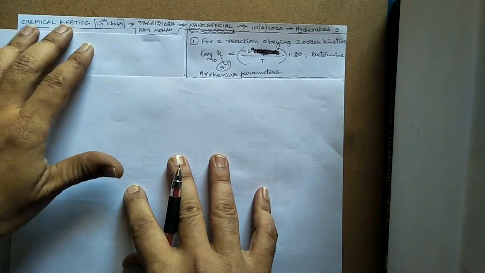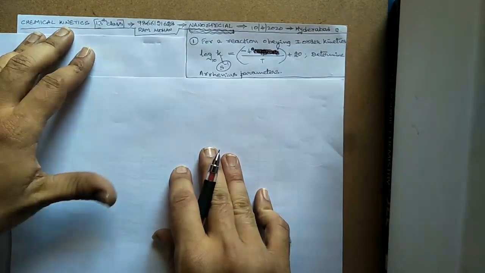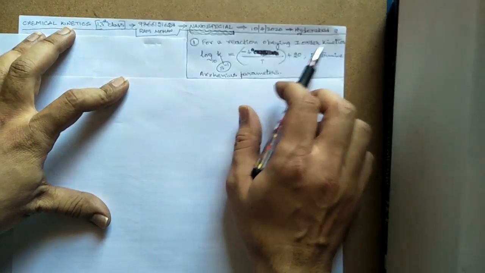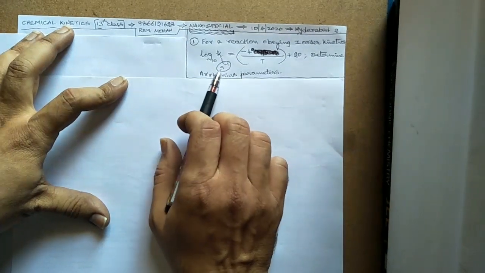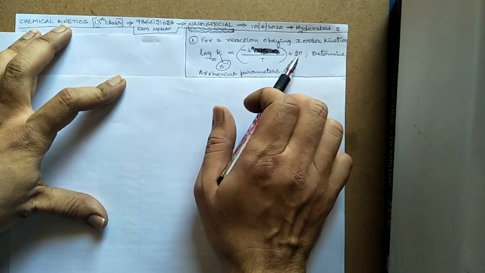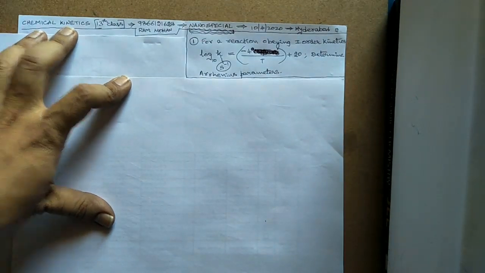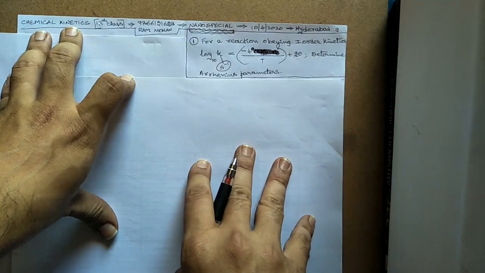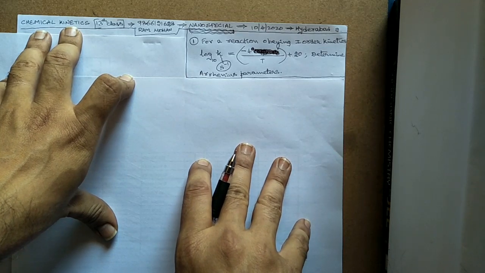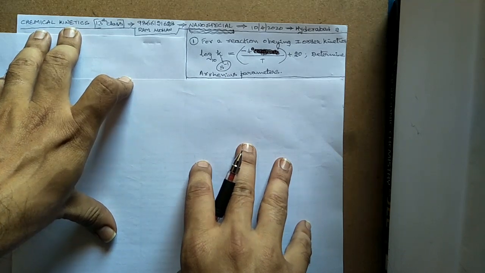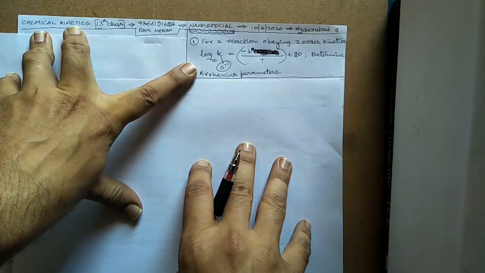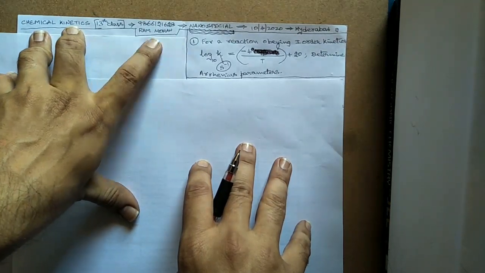Determine Arrhenius parameters. So what exactly do we mean by Arrhenius parameters? I'll read the problem again. For a reaction obeying first order kinetics, log k to base 10, where k is measured in per second, is given as minus 40 by T plus 20. Determine Arrhenius parameters. What are Arrhenius parameters? Yes, collision frequency factor A and activation energy. So you have to find those two. You are given this equation. Find capital A and activation energy.